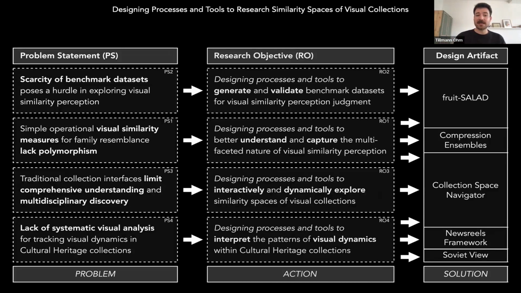And the final problem is that current tools are not well suited to track how visual styles and themes evolve over time in cultural heritage collections. So static categories often miss subtle changes. So the fourth objective is to build tools that enable a more systematic analysis of these visual dynamics.